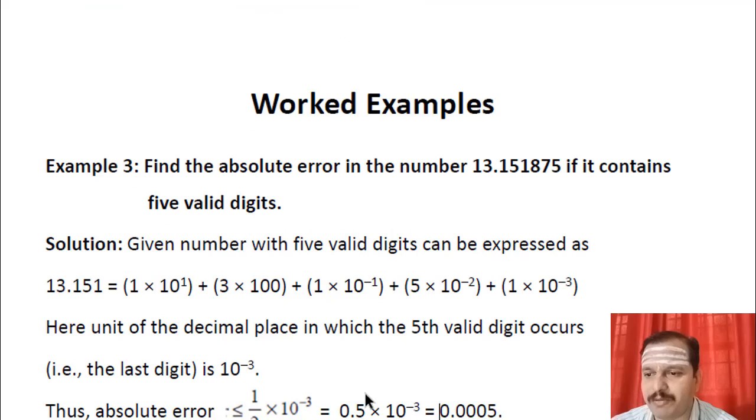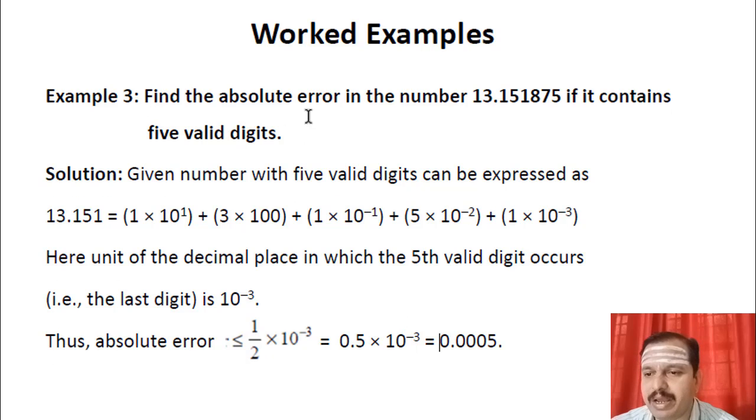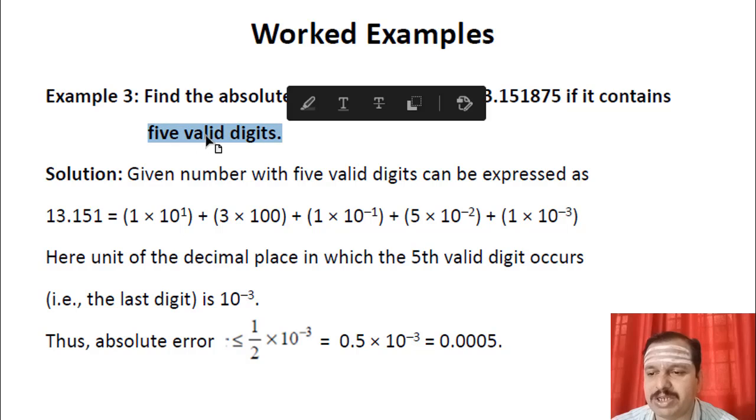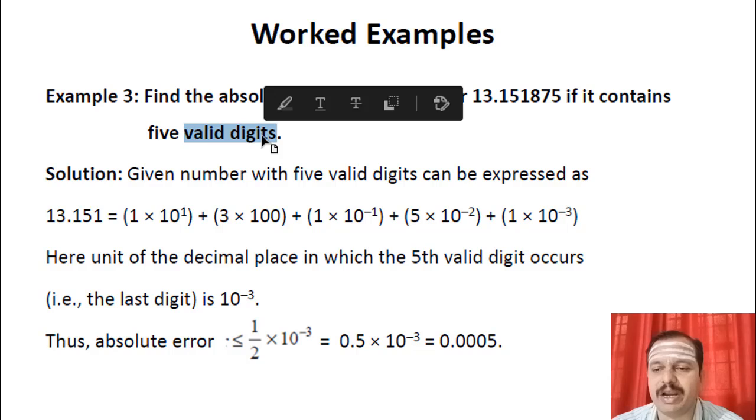Now the second problem is quite different from the previous one. Here the question is to find the absolute error in the number. The given number is this. Please see the question, it says the number contains 5 valid significant digits, 5 valid digits. So it is very important at this moment to know what is meant by a valid significant digit.